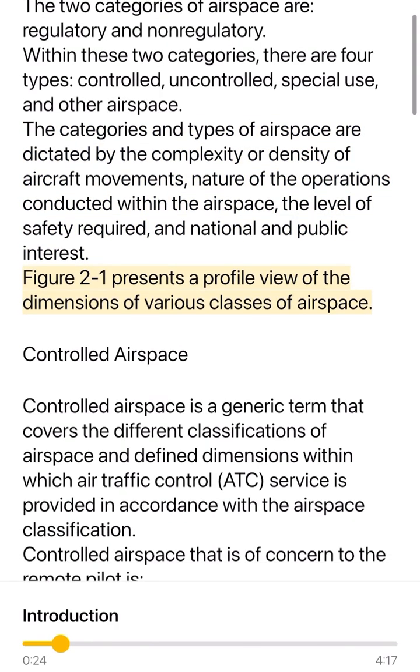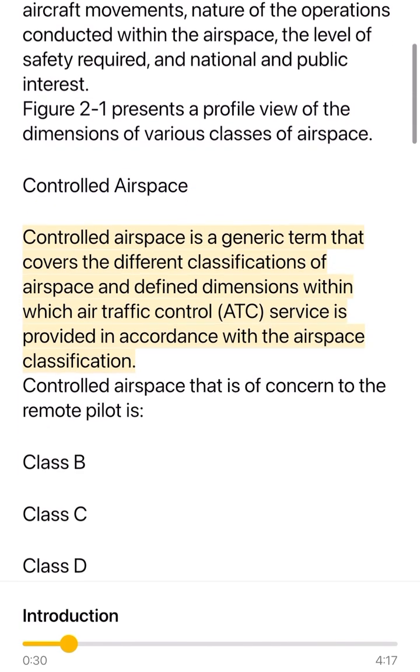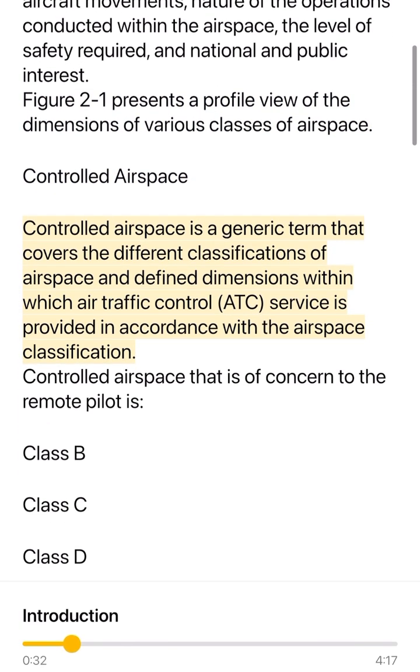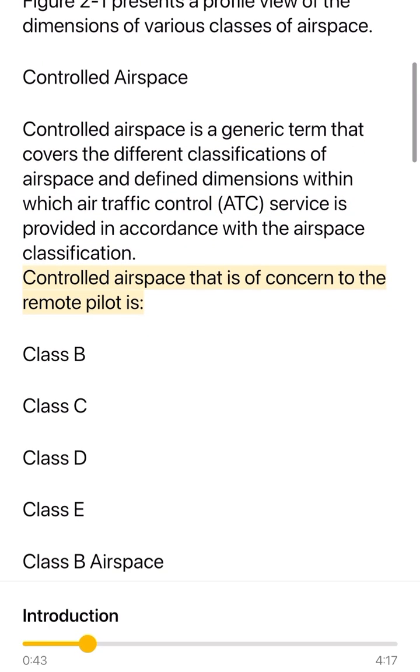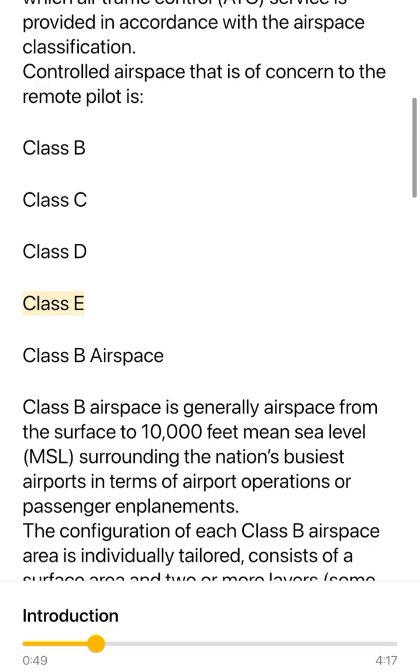Figure 2-1 presents a profile view of the dimensions of various classes of airspace. Controlled airspace. Controlled airspace is a generic term that covers the different classifications of airspace and defined dimensions within which air traffic control service is provided in accordance with the airspace classification. Controlled airspace that is of concern to the remote pilot is Class B, Class D, Class E.